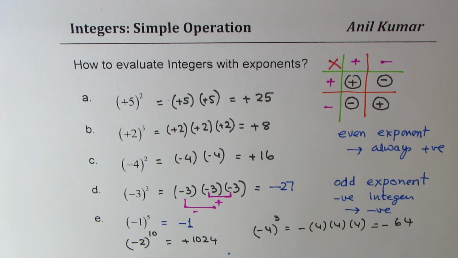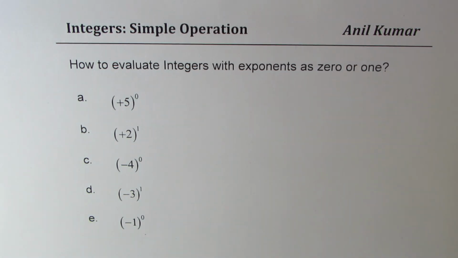Now we have an extension to this. We'll talk about what happens when the exponents are 0 or 1. In this video, I have taken a few examples where the exponent is 0 or it is 1.